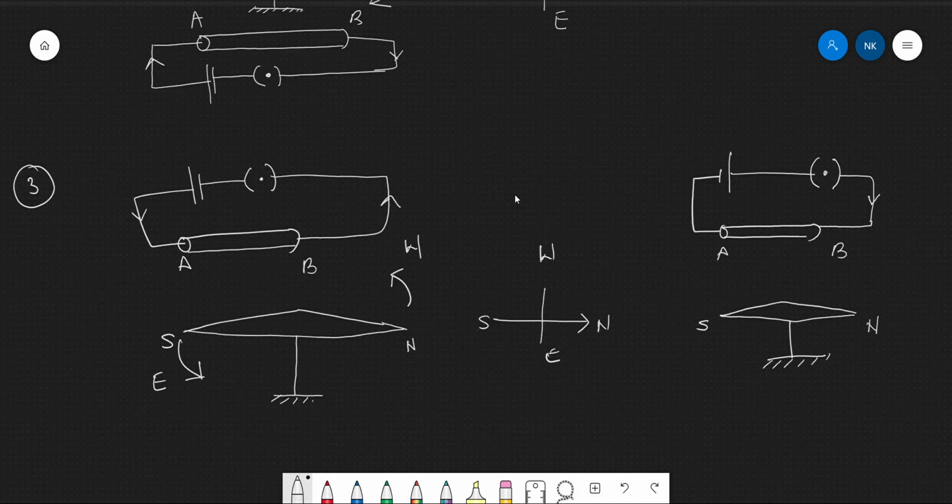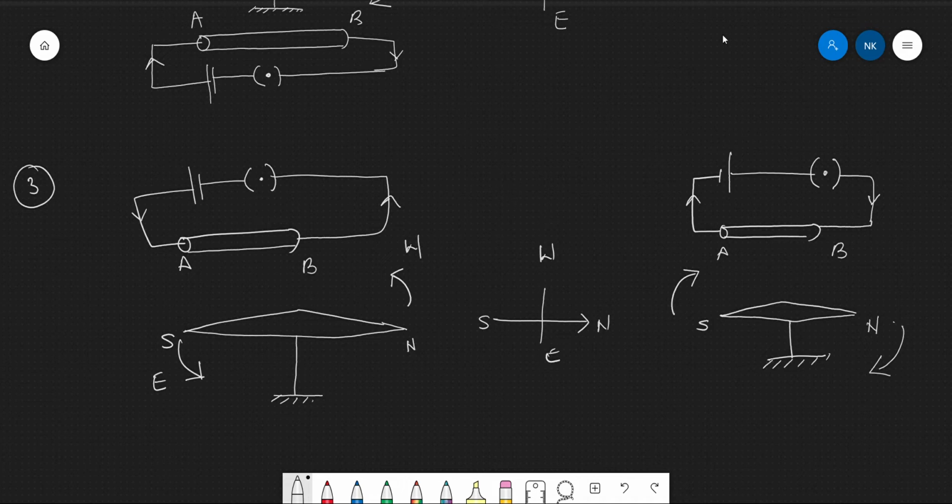So as you know, the current will be flowing from B to A this time. Okay, the current is going to flow in this direction. Now what happened here, this time the north will turn towards east, and the south will turn towards west. The same thing as over here. So that was the second observation.